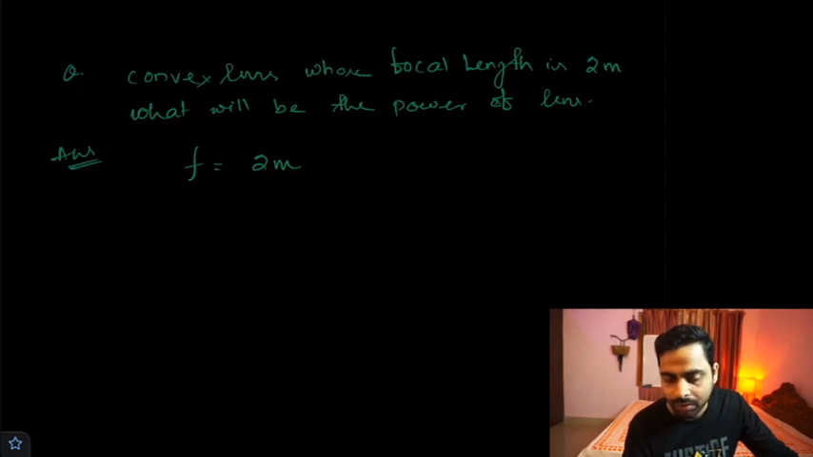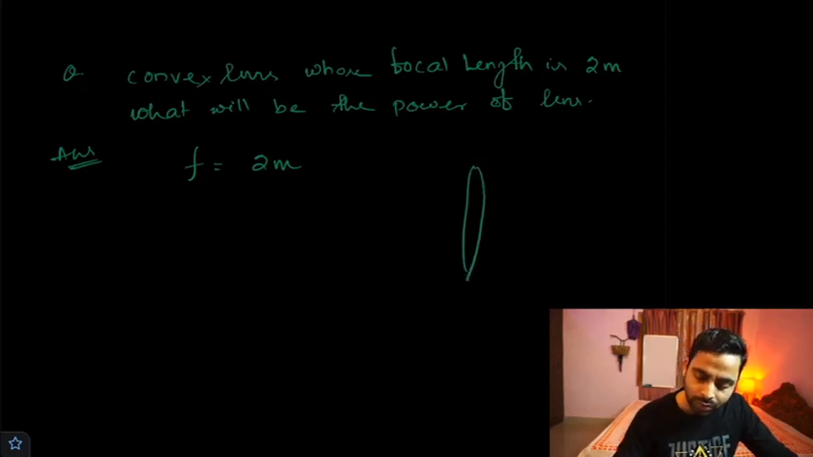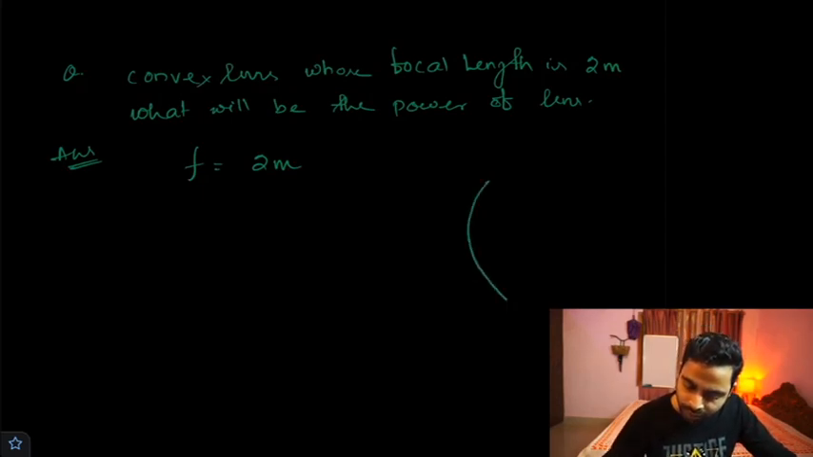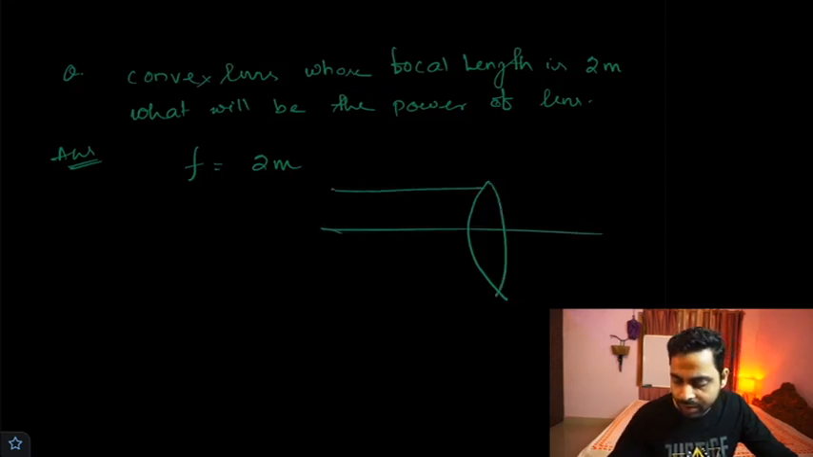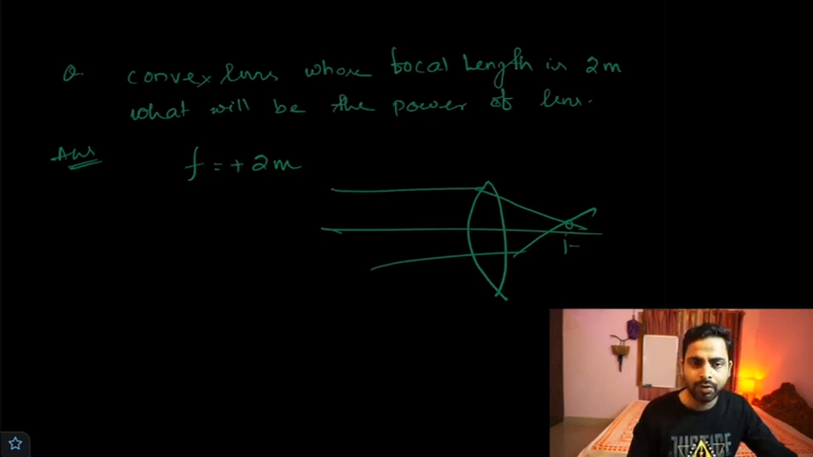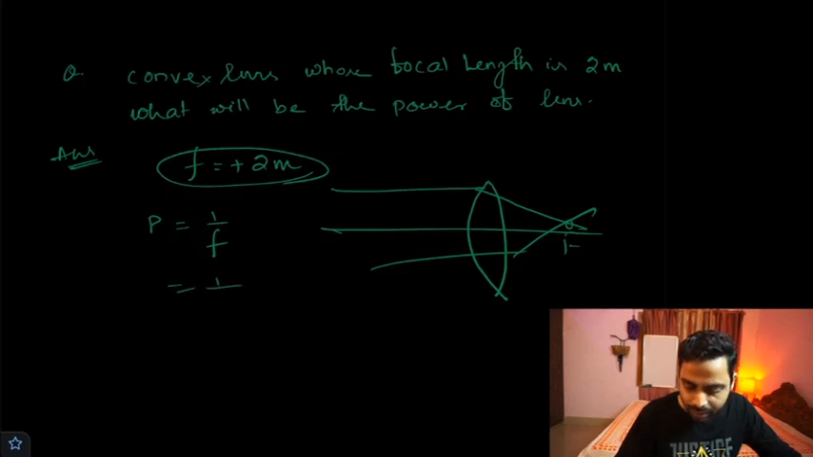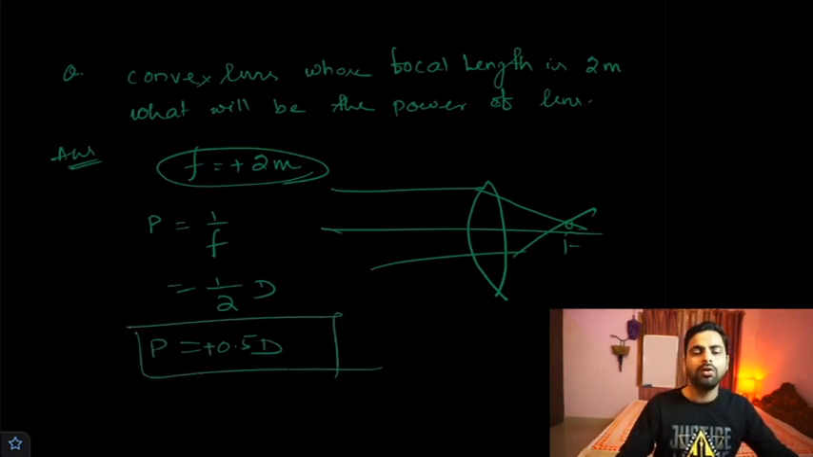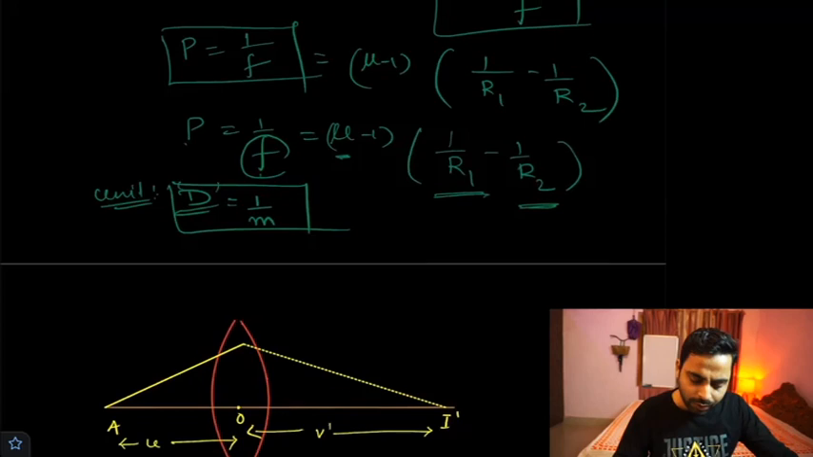Here I have to say, will the focal length be positive or negative? In a convex lens we know that focal length is positive because parallel rays meet at the right side. So I can say f = +2 meter. Again we know P = 1/f. f is given to me as 2 meter. So P will be 1/2 diopter, that is 0.5 diopter. The answer will be, power of the lens will be +0.5 diopter. Okay, so in this way we can solve the questions.